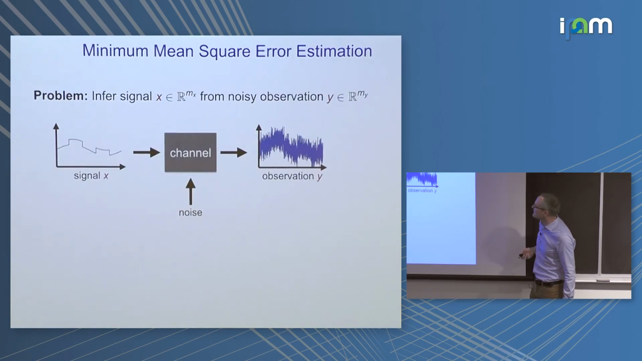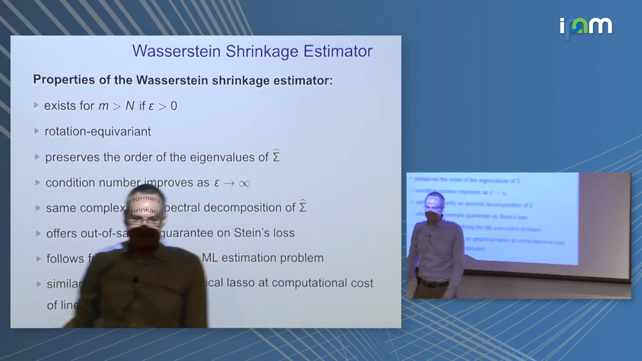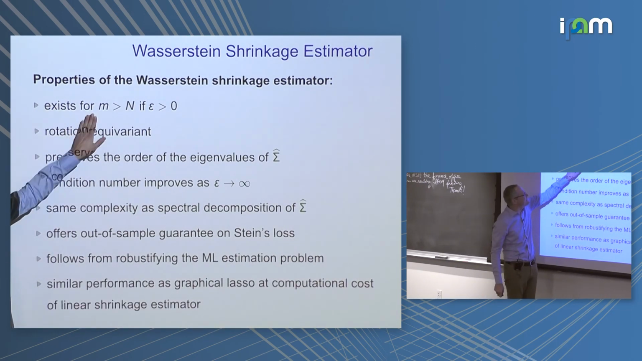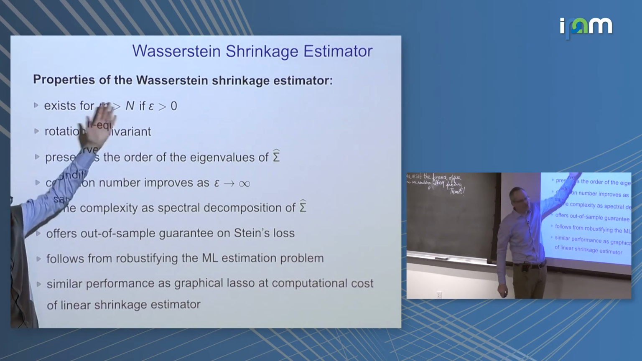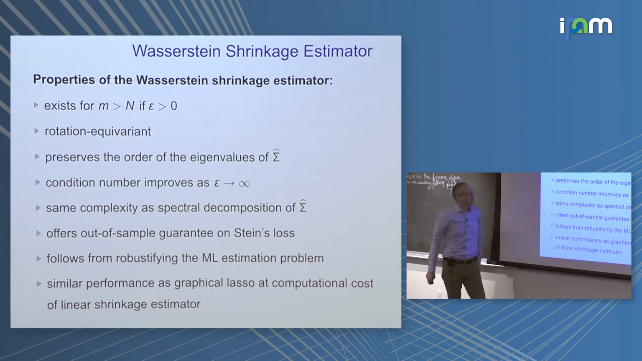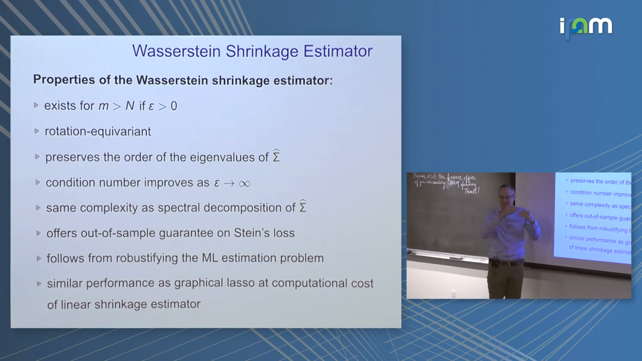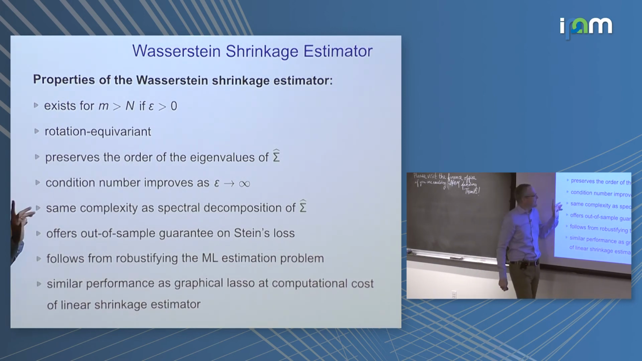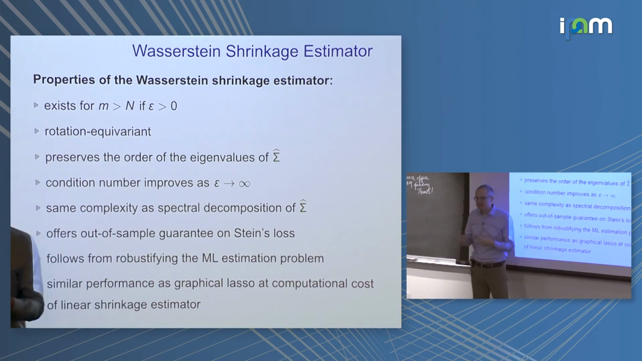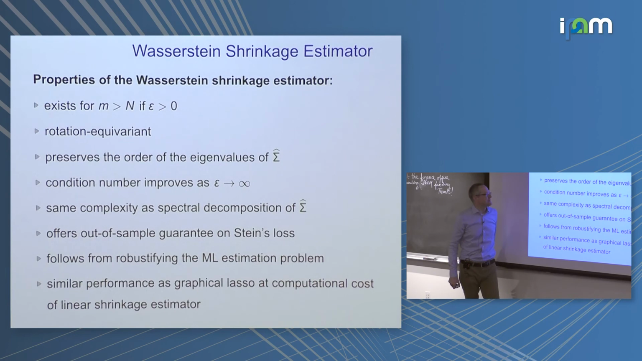There are a number of nice properties of this estimator that are listed on this slide. The estimator exists for any m and n, even if the dimension of the data is much larger than the number of samples. The estimator is rotation equivariant. One can also show that it preserves the order of the eigenvalues of sigma hat, so the eigenvalues don't cross each other. Intuitively appealing is that if you increase the radius of the Wasserstein ball and make the problem more robust, the condition number of the estimator improves and monotonically decreases towards 1.